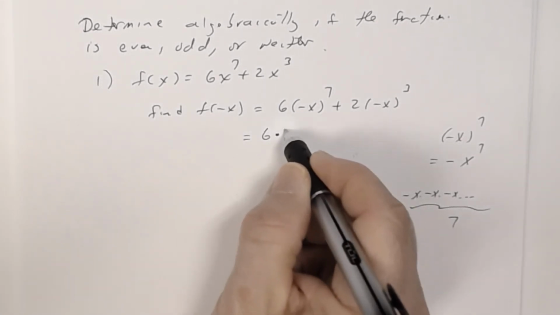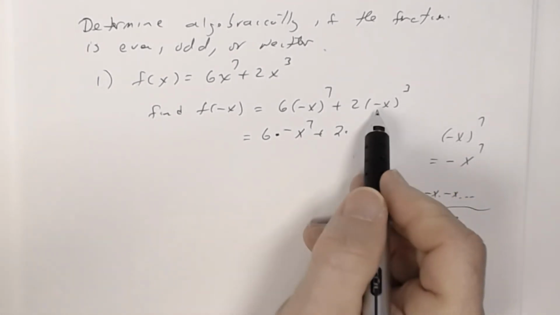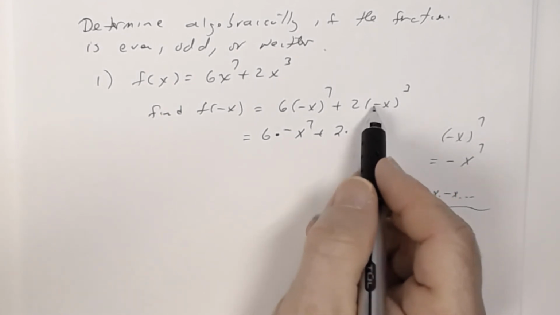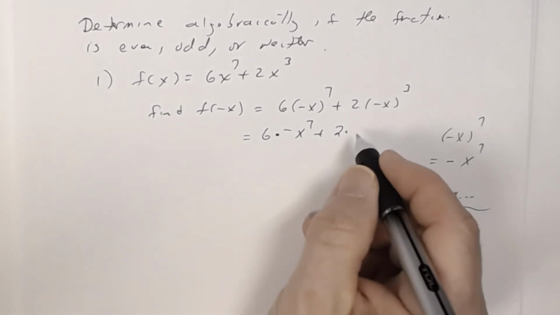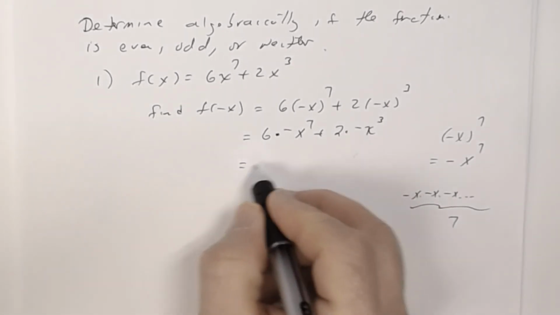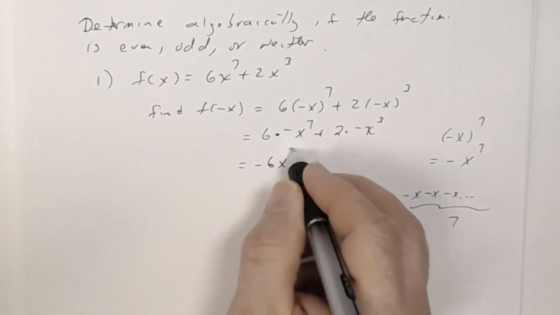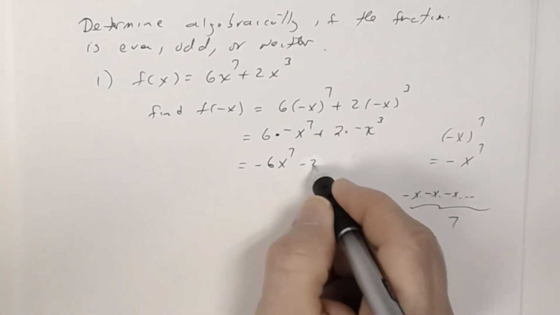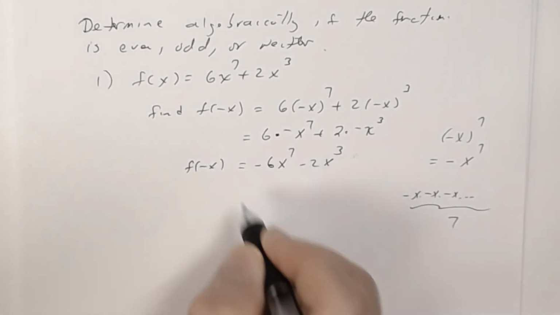6 times a negative x to the 7th plus 2 times negative x cubed. A negative number raised to an odd power is negative, so this is 2 times a negative x cubed. And so I get this: 6 times a negative x to the 7th is a negative 6x to the 7th, and 2 times a negative x cubed is a negative 2x cubed. So that's what f of negative x equals.